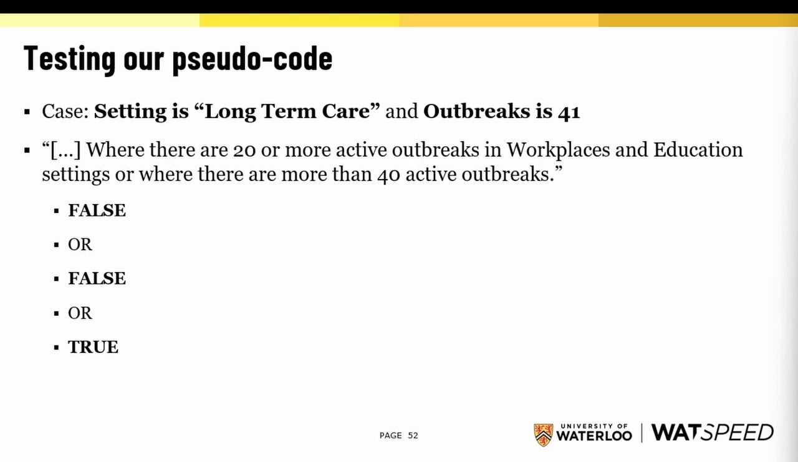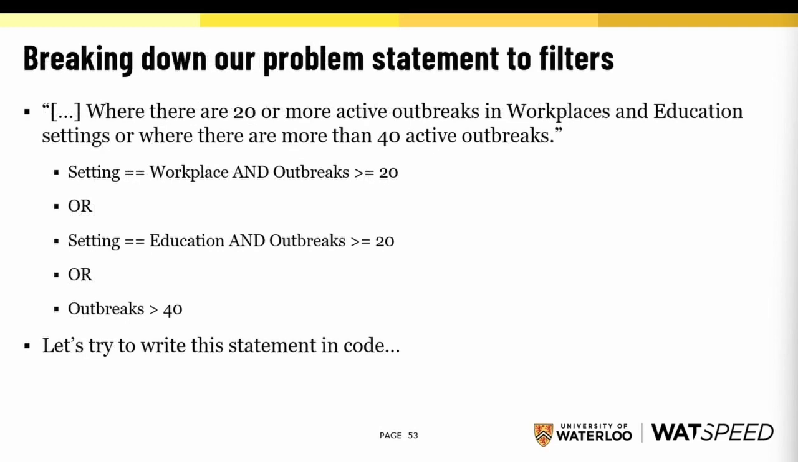So we've confirmed to ourselves, we've satisfied ourselves to say we have the correct filter condition. We have broken our problem statement into filters. So let's try to write this filter condition using code. How would you write it in code? Pause the video, give it a try.